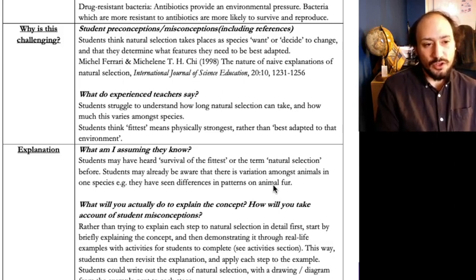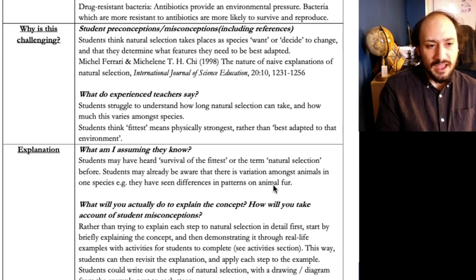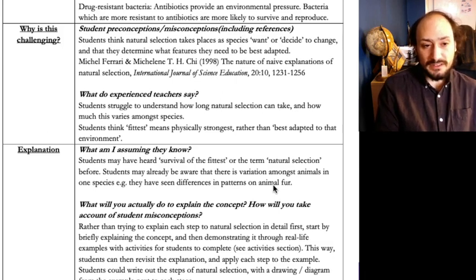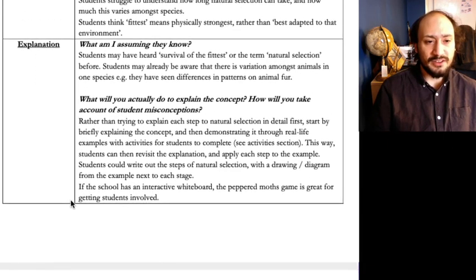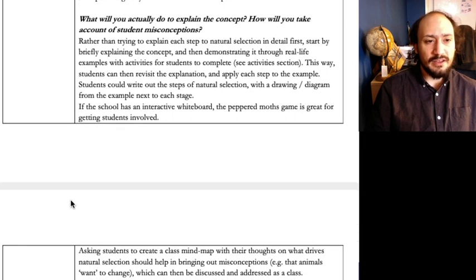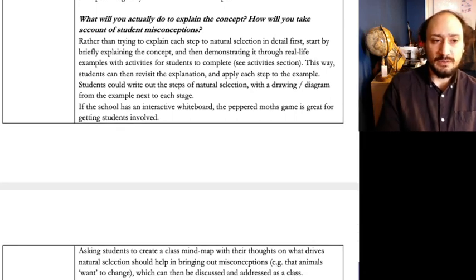Explanation. What am I assuming they know? Students may have heard survival of the fittest or the term natural selection before. Students may already be aware that there is variation amongst animals in one species, e.g. they have seen differences in patterns on animal fur. What will you actually do to explain the concept? How will you take account of student misconceptions?